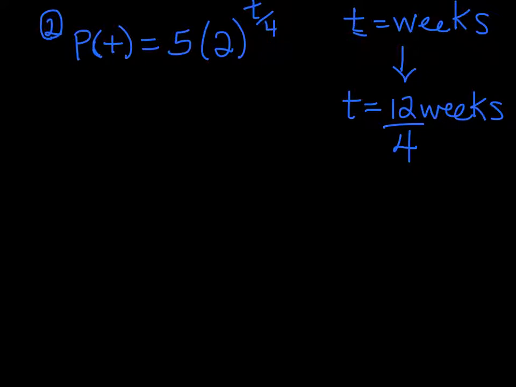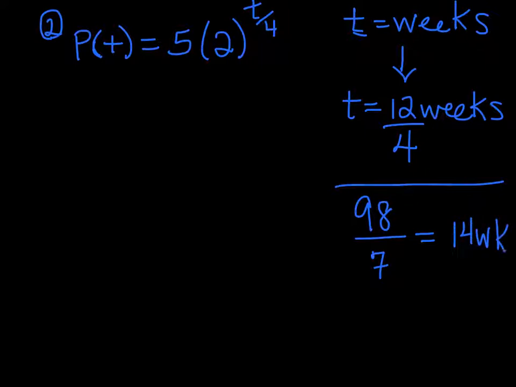Now, if you read the question, it says about how many rabbits will there be in 98 days? Well, we can't use 98 days because that's not in weeks. So what I'm going to do is I'm going to take that 98 days and I'm going to divide that by 7 because there's 7 days in a week. And I figure out that that is 14 weeks.